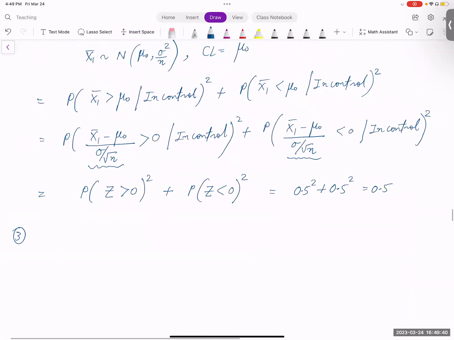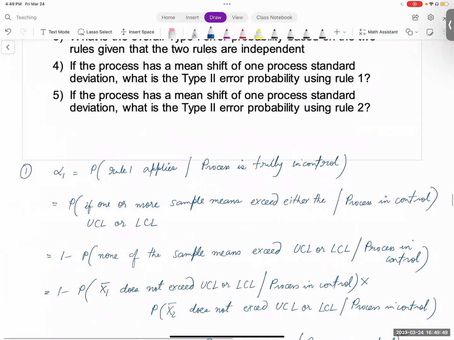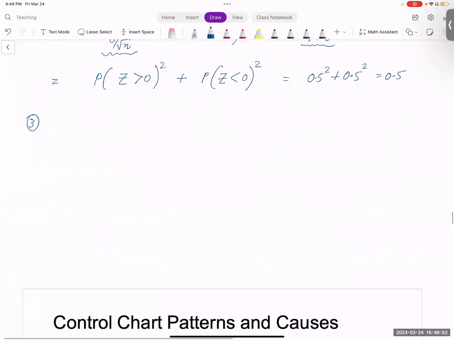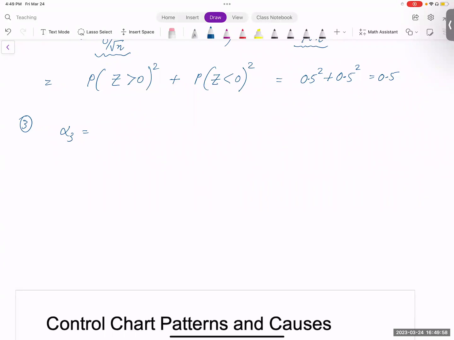All right, let's look at the third question. The third question is, what is the overall type 1 error probability based on the two rules, given that the two rules are independent? So now let's write down alpha 3, which is a combination of rule 1 and rule 2. Your alpha total, or alpha 3, is equal to 1 minus the product of i equal to 1 to k, of 1 minus alpha i. So in this case, this is equal to 1 minus alpha 1 times 1 minus alpha 2. If you plug in alpha 1 and alpha 2, you'll get 0.5027.